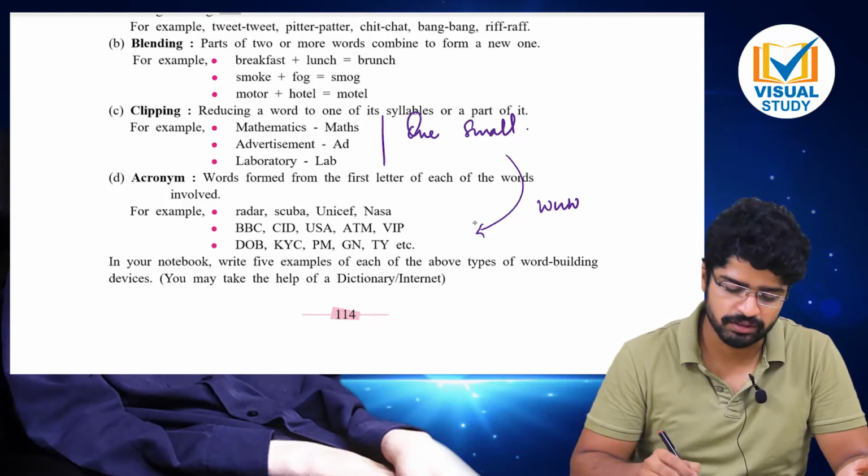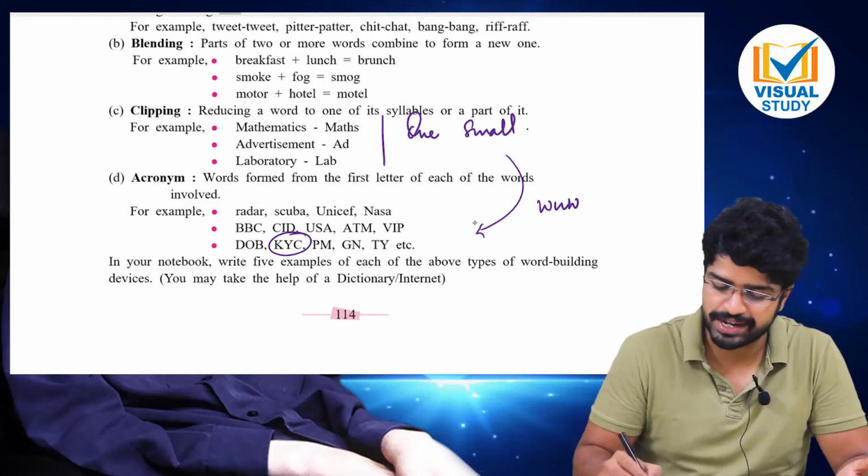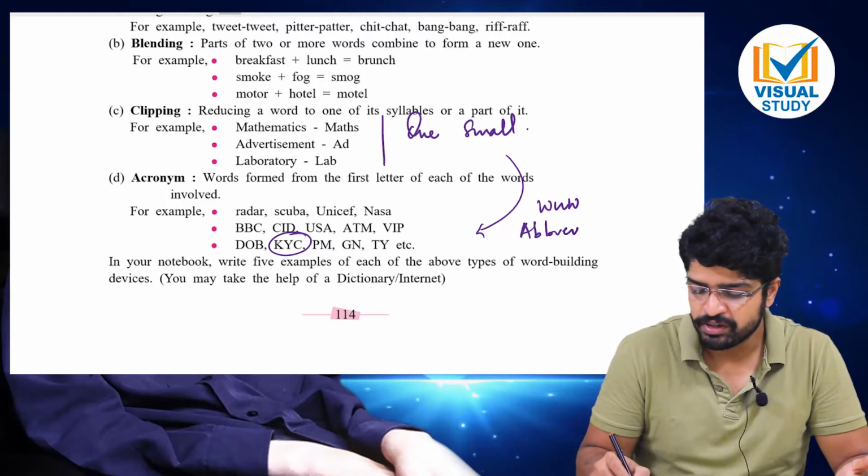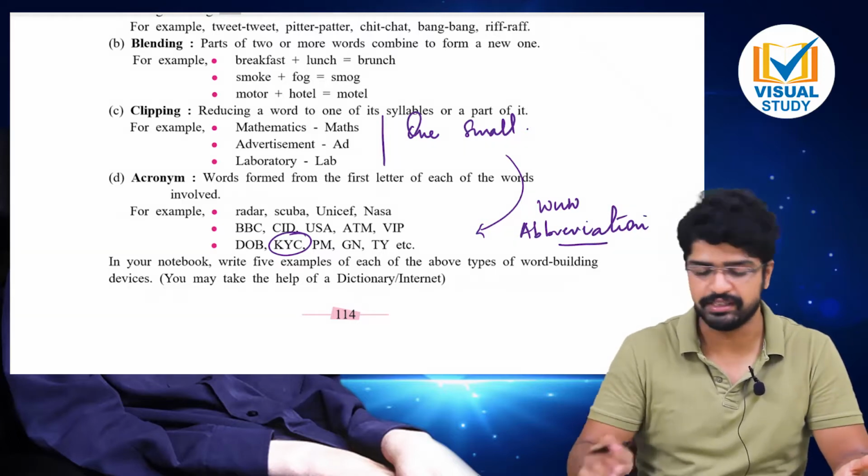Okay, so this is how things are. These are also called abbreviations. What are these called? These are also called abbreviations. Okay, number 1, very clearly being said.